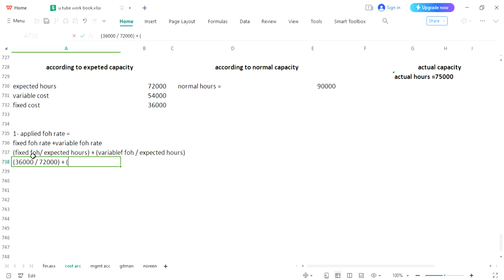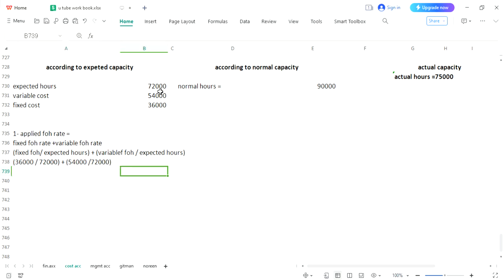Okay, fixed FH was divided by expected hours, and now variable FH. Variable is also mentioned, 54,000. You can see it is becoming easier when you segregate all the information that was given in the question. Variable FH would be divided by expected hours. Here expected hours 72,000, bracket close. Separately we will calculate it.